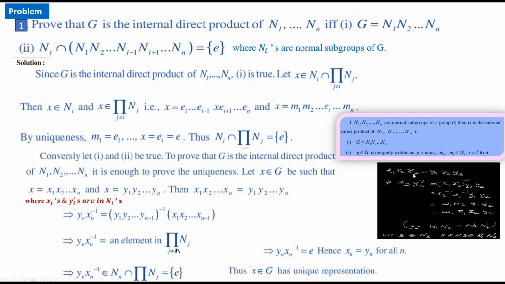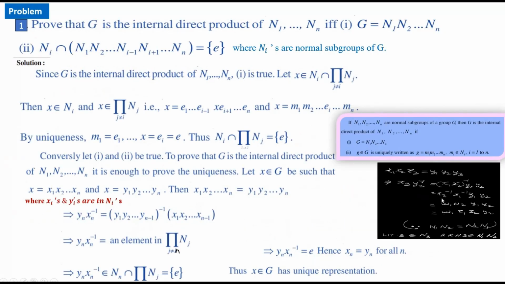Let us consider x1 x2 x3 to be equal to y1 y2 y3. Then retaining this x3, you post-multiply both sides by y3 inverse, so you have this, and this one you pre-multiply by x1 x2 inverse. So this is what we get. Then this is nothing but x2 inverse x1 inverse. This y1 y2 is retained as such, and here we have an element from N2 and an element from N1. But because N1, N2 are normal subgroups, you know that N1 N2 is same as N2 N1.